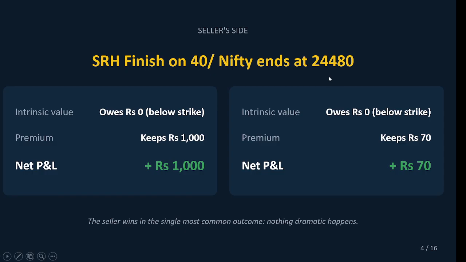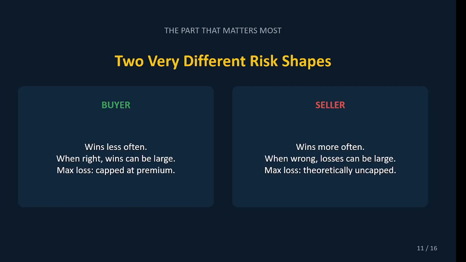So there were so many scenarios favoring the seller side. There will always be a seller who has a higher probability of winning, though not necessarily more money. The buyer will win less often, but when he is right, he can win a lot. Suppose the market goes to 25,500 instead of 24,500, it will be 1,000 points, and you have paid only 70 rupees, so 1,000 minus 70 is 930.